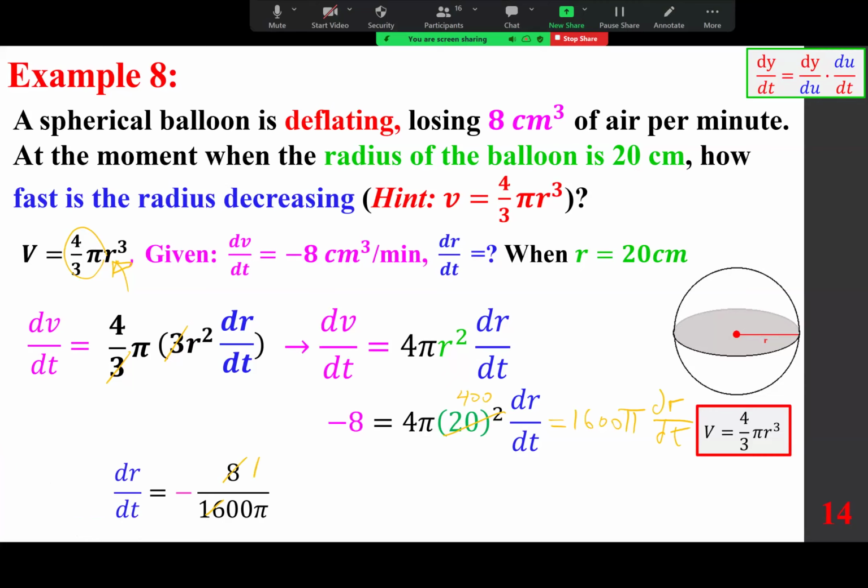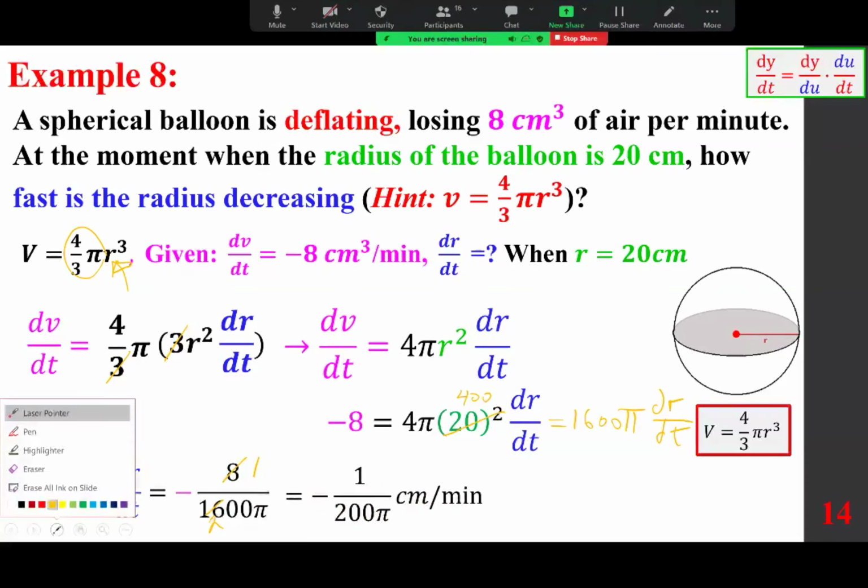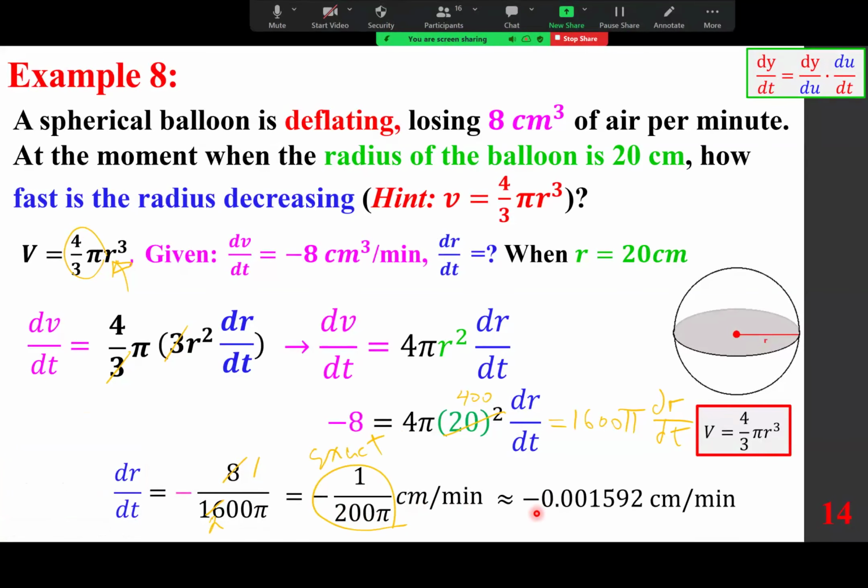8 goes away, becomes 1. 16 becomes 2. So we have dr/dt is negative 1 over 200 pi units of the radius, centimeters, over units of time, minutes, precisely. So the answer is negative 1 over 200 pi centimeters per minute. That's an exact answer. And roughly, using a calculator, we get negative 0.001592 centimeters per minute. As far as the number of decimals, if they don't ask you, give them the exact answer. If they do ask you, make sure you have your exact answer in your notes, and then however number of decimals they ask you.